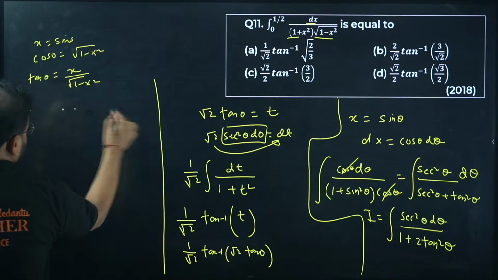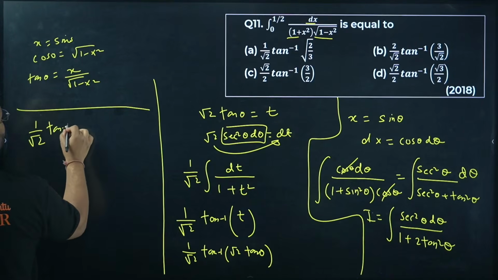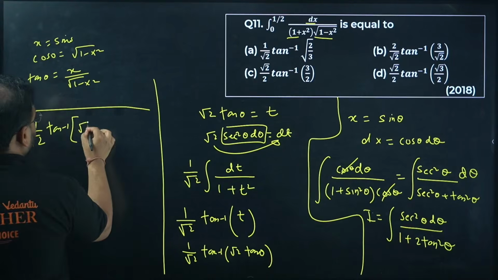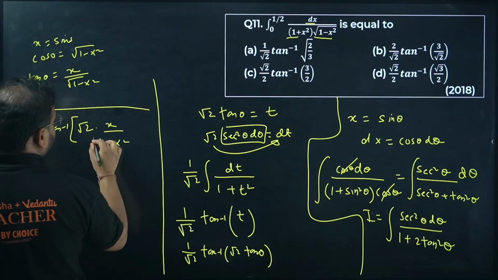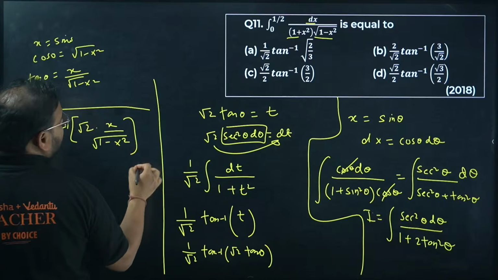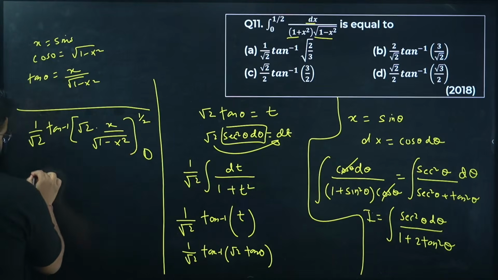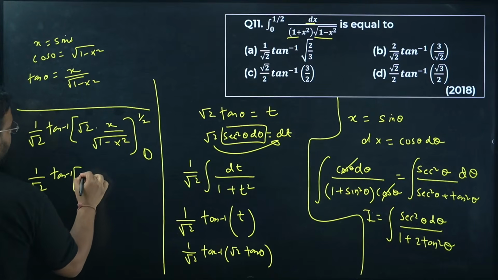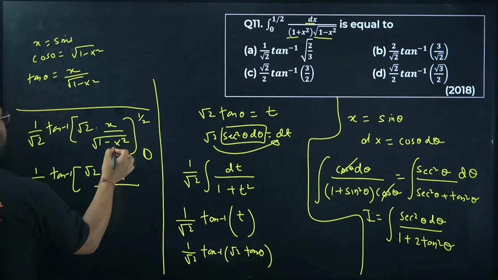Substitute back. Check. 1 by root 2 is there. Tan inverse we have. I know it is calculative in nature, but we have to do that. The question demands it. Root 2 into x over root of 1 minus x square. Limit is 0 to 1 by 2 now. Same limit we are using. Continue and check the result. That's your final answer. Root 2 is left. Put here 1 by 2 for x, and in place of x in the root.